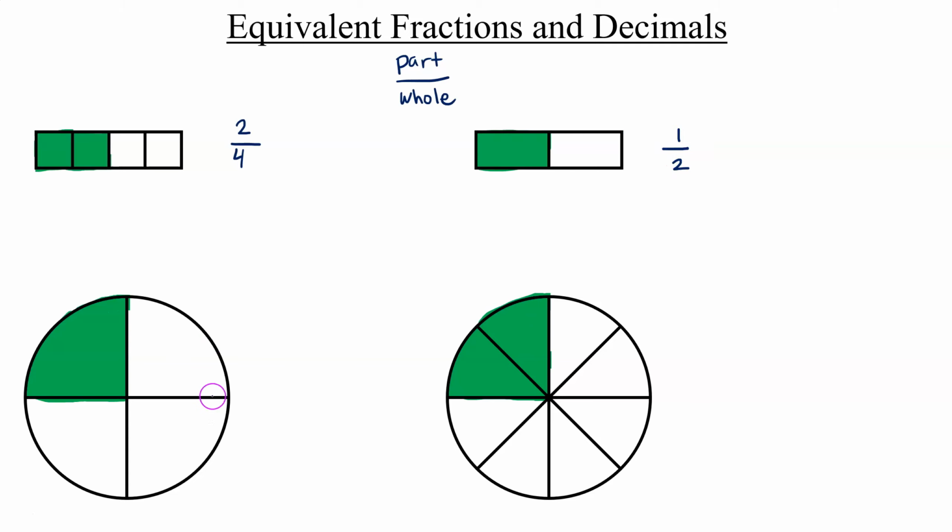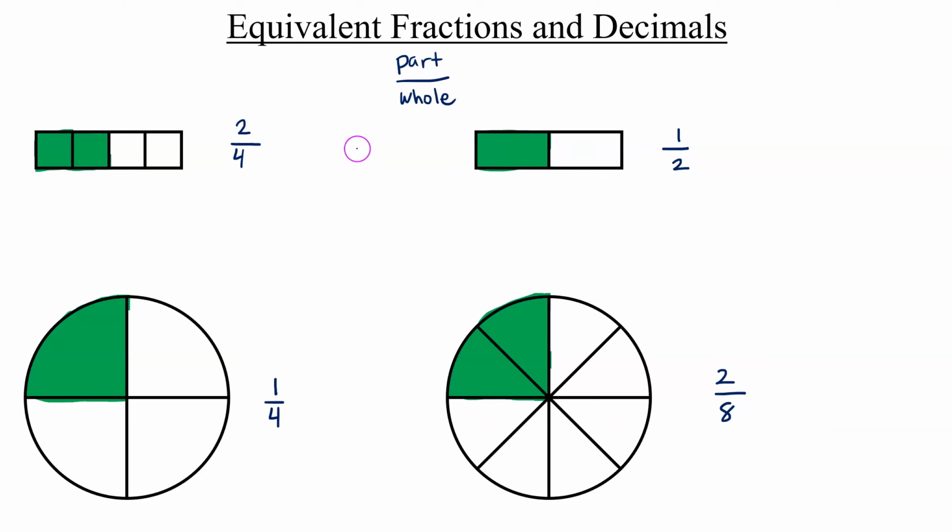Now let's take a look at this circle. I have divided this circle into 4 pieces, so that's my whole, and I shaded in only 1 of those pieces. And then this final circle here, you can see I've shaded in 2 pieces, but the entire circle is divided into 8 different pieces, so 2 over 8.